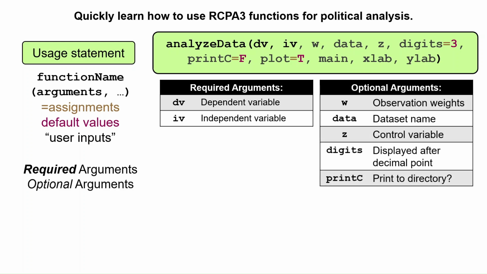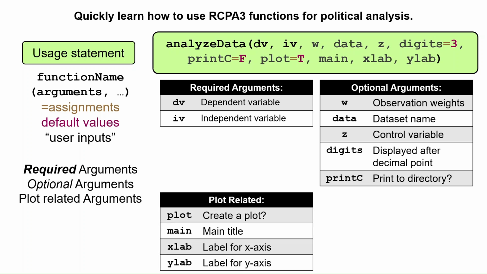There are a set of optional arguments: w, data, z, digits, and print c. In this example, these can be specified by the user, but don't have to be. Oftentimes, optional arguments will have default values, but if the usage statement doesn't contain default values, like w and data, that means the function can proceed without any default value or user supplied value. It could analyze data without observation weights, without the data set name being specified, or without there being a control variable.